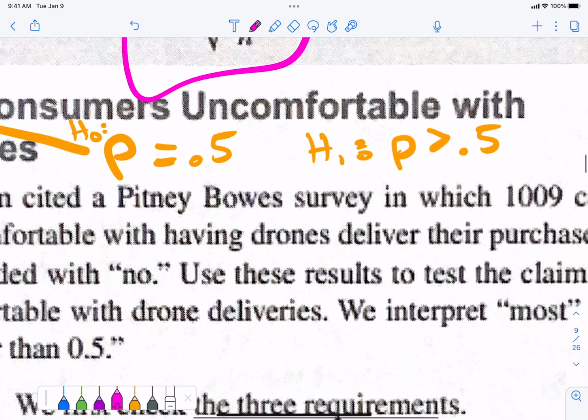Which one does our claim go with if we are claiming most? H1. The claim goes with, it doesn't matter which one. It doesn't always have to go with H1. In this case, since we're talking about most, it's going with H1. Your H naught will always be equal to.